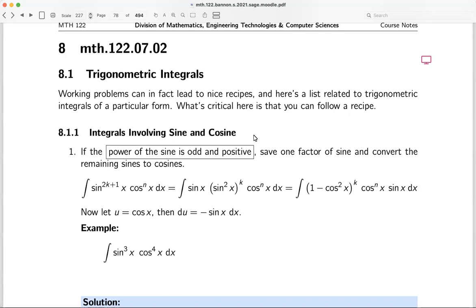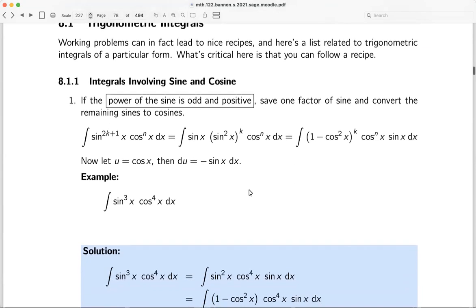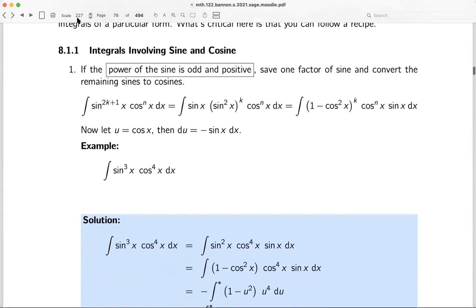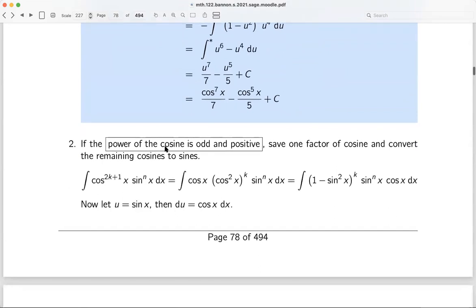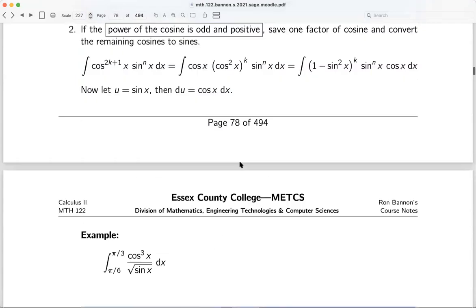We'll go through some examples and then reinforce it by going through more examples. So we're going to give you a little lecture with some examples, and then go to more examples. As you look at the notes, I put in little boxes what the recipe applies to, and then we give an example. Sometimes it might be abstract, but the example makes it concrete. Number 1 says, power of sine is odd and positive, do this, and we'll go through that. Number 2 says power of cosine is odd and positive, we'll do that. We're going to look for it.